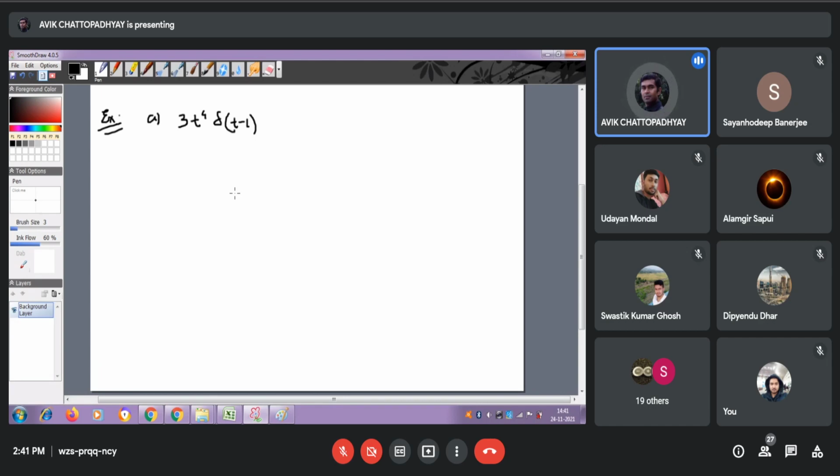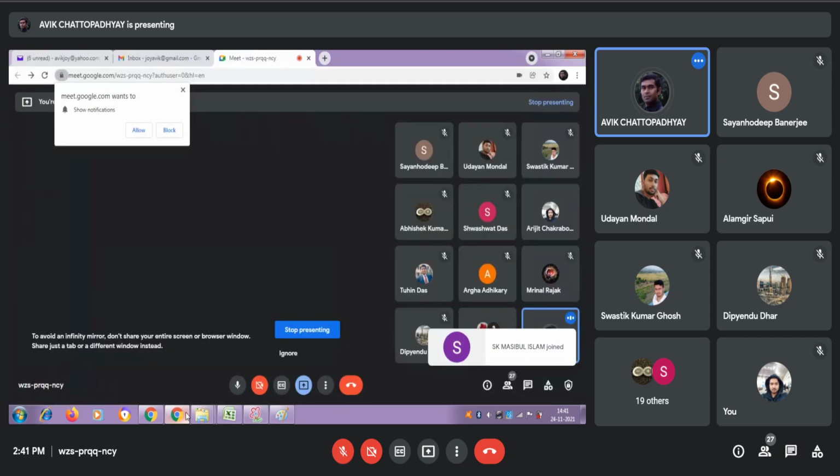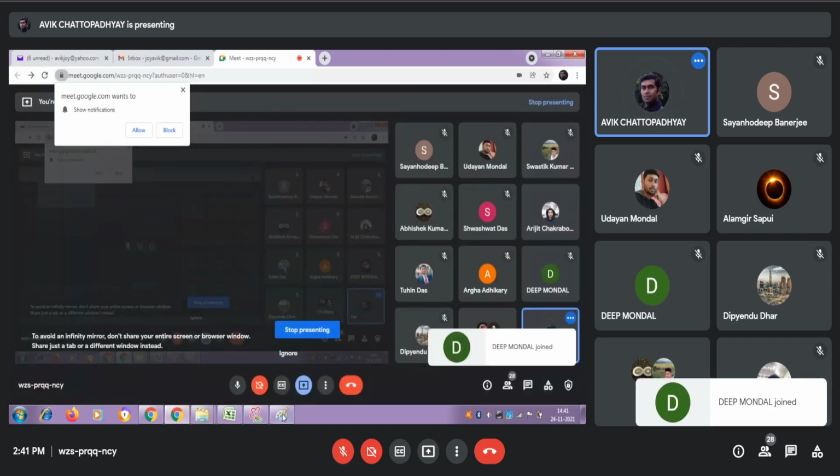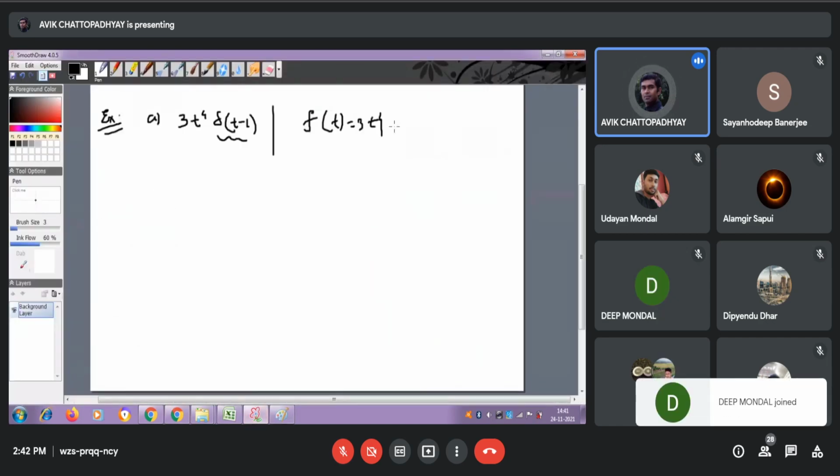Now, the sampling property states that f(t) multiplied with δ(t-a) gives you f(a) δ(t-a). For this particular example, what is f(t)? First you have to identify it, so observe carefully. Whatever is multiplied with the delta function is nothing but your f(t). So your f(t) here is actually 3t^4.